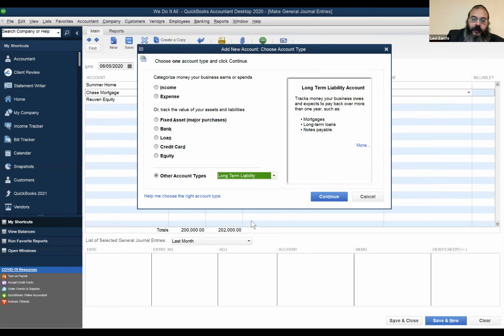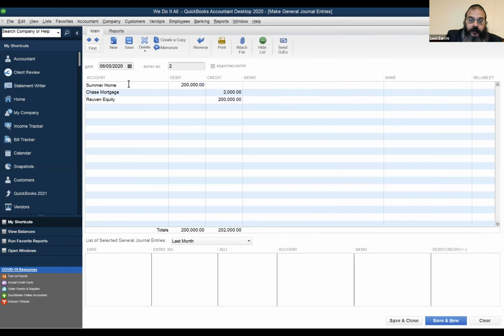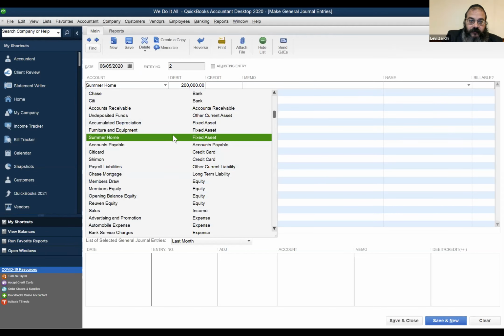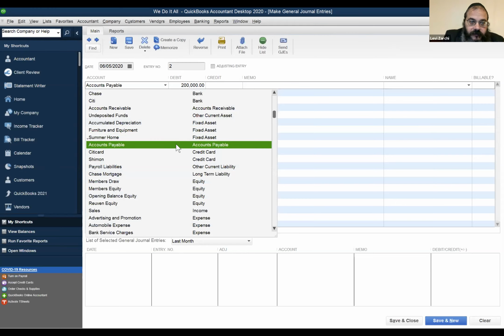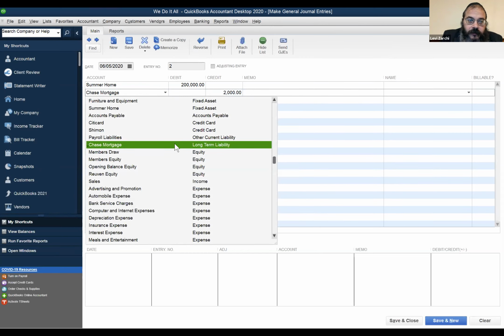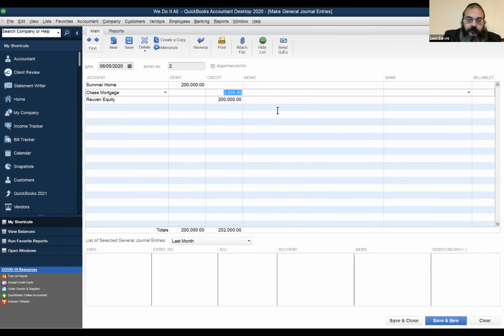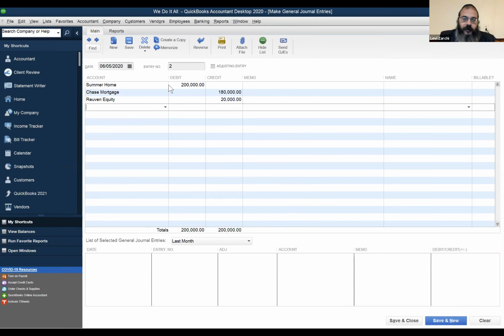So I'm going to pause here. I created 3 accounts. I created a long-term liability called Chase Mortgage. We created, you see over here, a fixed asset called Summer Home. So we have Summer Home, which is a fixed asset. We have Chase Mortgage, which is a long-term liability. And we have Reuven Equity, which is equity. And these have to be the same amount. So the mortgage will be $180,000. This has to be $20,000. So far, we're total to 200. I'm going to pause here and let everyone catch up to this part. And I'm going to address any questions that come up.